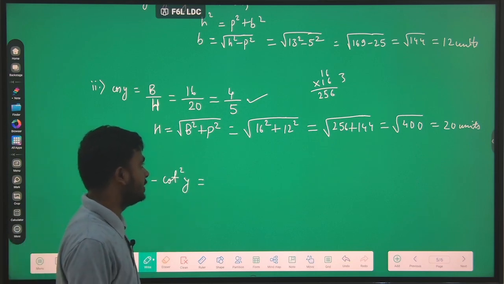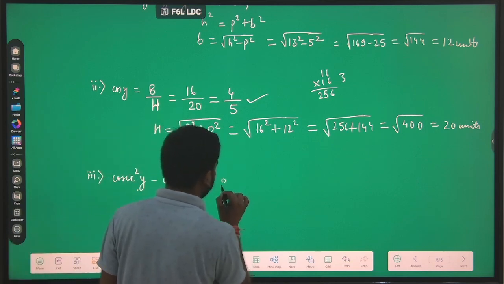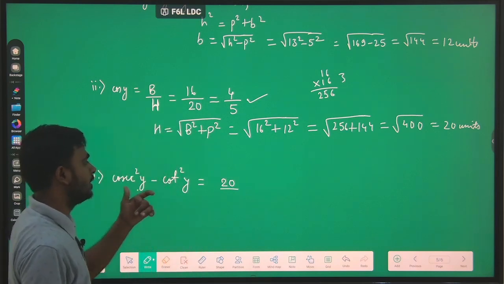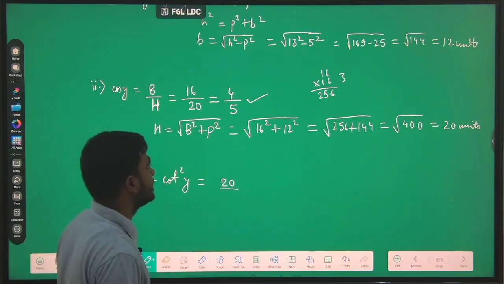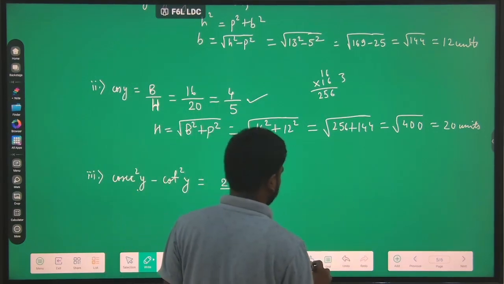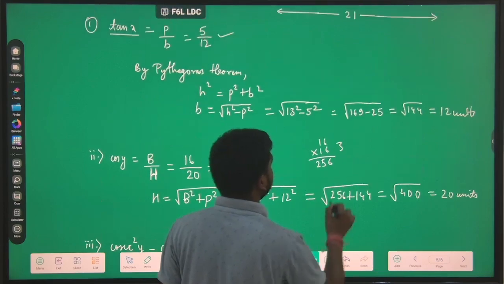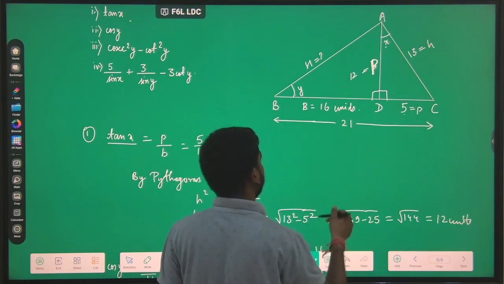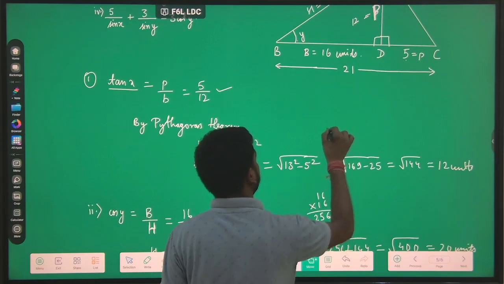What is H? Here H is 20. And what is P? P is here 12 units for Y.